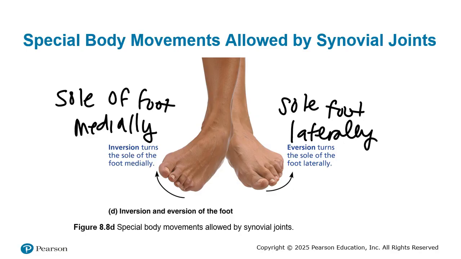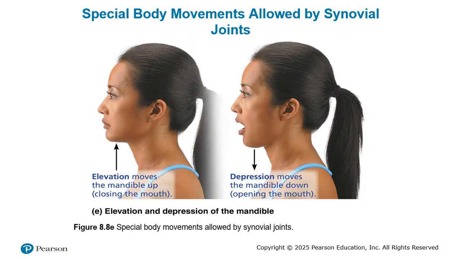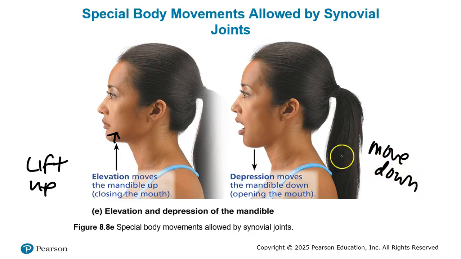Now let's get into elevation and depression. Elevation and depression is all about lifting your lower jaw or your shoulders, and then of course moving them back down. So elevation, as we can see here, is moving the mandible up. That means you're going to lift your jaw up. You can also say lift the body part superiorly. Depression means that you're going to move the body part inferiorly, or move down. So I just write move down here.